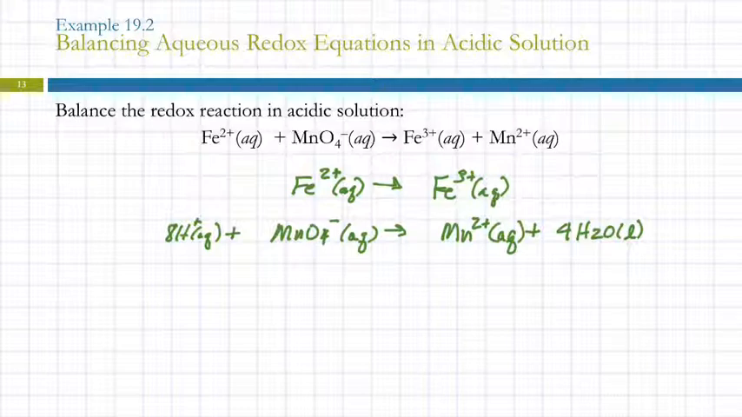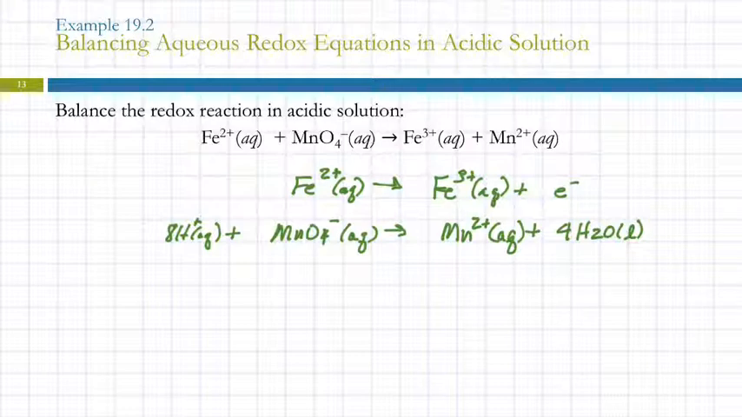So we balance with respect to mass. Now we balance with respect to charge. And this is where we add in electrons so that the charges are equal on each side of the arrow. So that first equation, I've got positive 2 on the left side, positive 3 on the right side. All I can do is add negative electrons. So if I add 1 electron over here, I've got a negative 1 and a plus 3, and that equals plus 2.